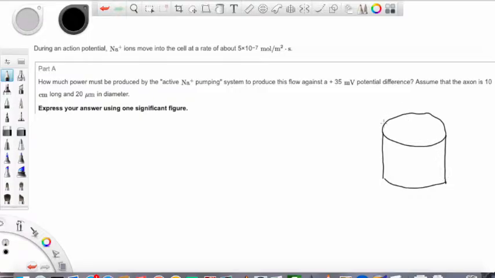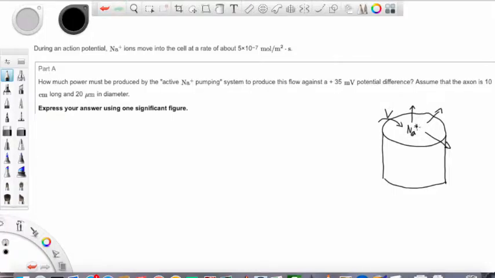And there's a 35 millivolt potential difference from the outside to the inside. And there's some pumping action that tries to push these positive sodium ions outside or out of this axon cell against this voltage difference, and that requires some effort. It requires some power, and we are supposed to calculate how much power is needed.